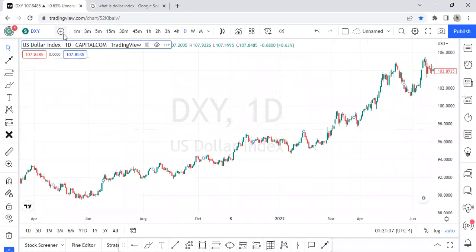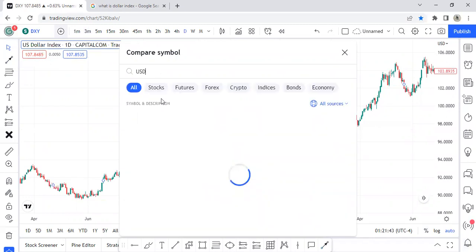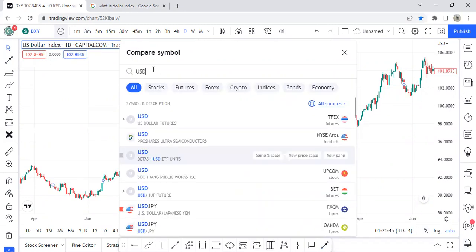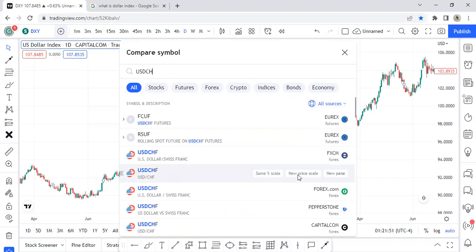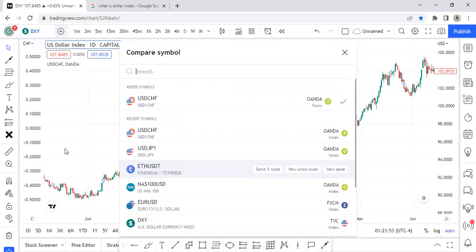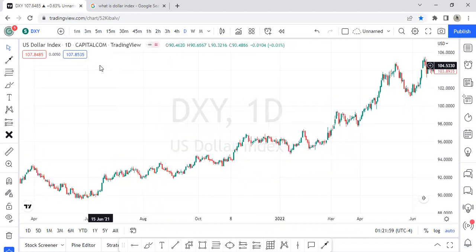So that's it. Let us also compare the USD. Let's try USD CHF, or any other pair, right? Let's try USD CHF. Let's see if this has also been aligned, right? So USD CHF, right? New price scale. This is a new price scale this time around, right? So this is it. So I want to make it visible as well. Or let me just undo that.